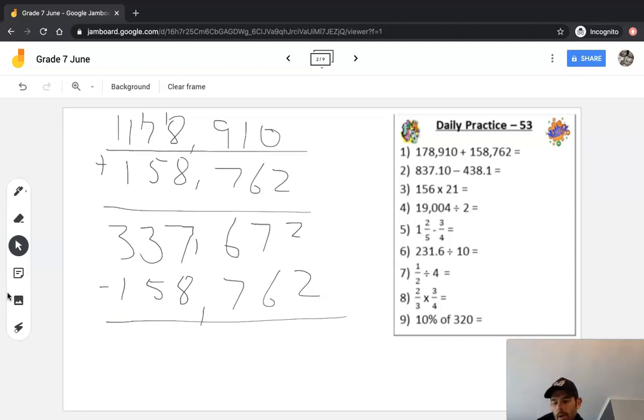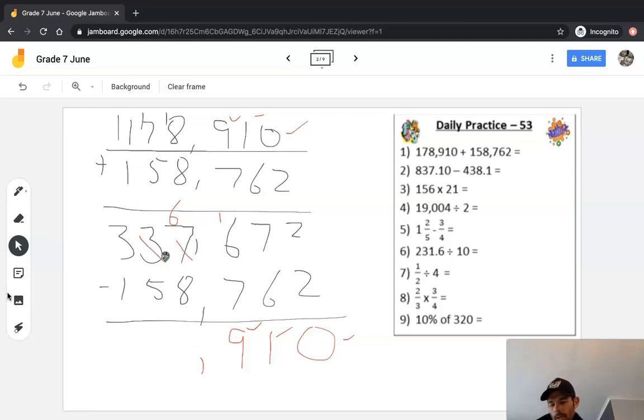So let's have a look at what answer we get. 2 minus 2 is 0. They line up. 7 minus 6 is 1. So they line up. I can't do 6 minus 7, so I need to borrow. 16 minus 7 is 9. Okay, they line up. Decimals in the same place.